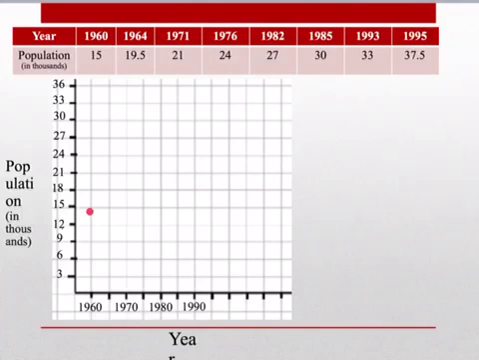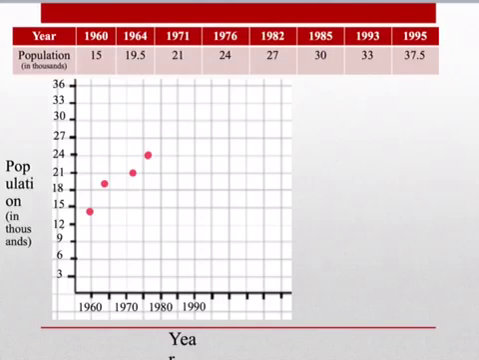In 1964, there were 19.5. So that's going to be, say, around in there. 1971, there were 21,000 people. So we'll put a dot about right there. In 1976, they were 24,000. So it's going to go about there.